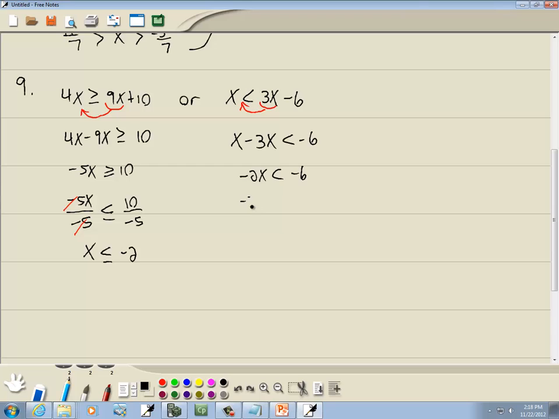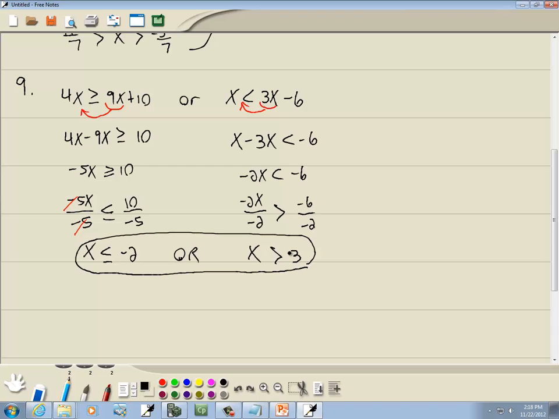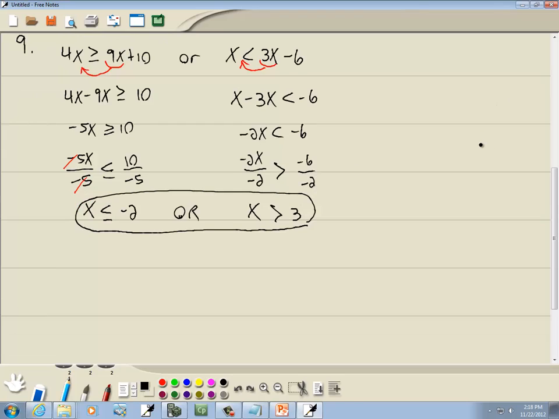Last step, divide both sides by the number in front of your x, which is a negative 2. And when you divide both sides by a negative number, remember you flip your inequality symbol, so it becomes a greater than. So we got x is greater than negative 6 divided by negative 2 is 3. Now there's an or there, so this is an or between these. Well, let's graph this, and that may actually change what our answer looks like.